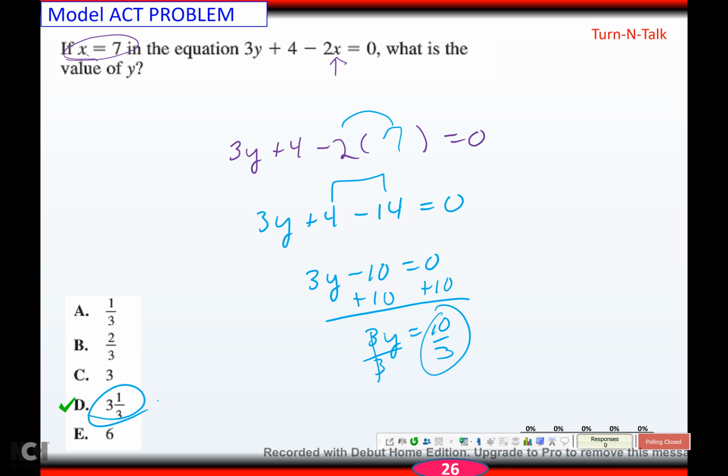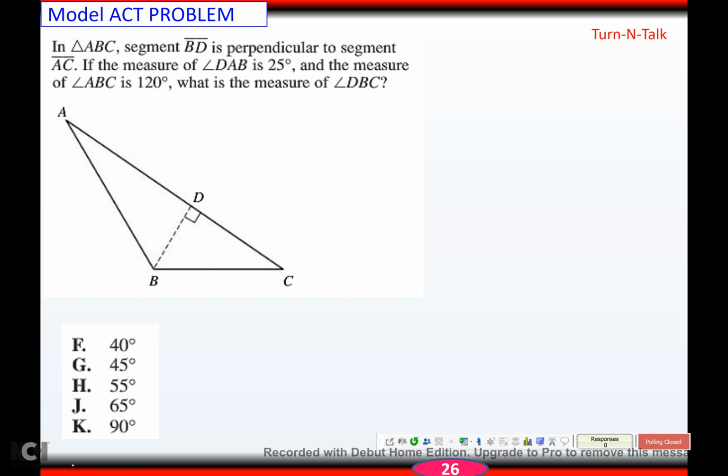That's not there because they went mixed number. 3 goes into 10, 3 whole times. Take away 9 leaves 1, so it's 3 and 1/3. Okay? Alright, hit pause, try this one, come back when you're ready.